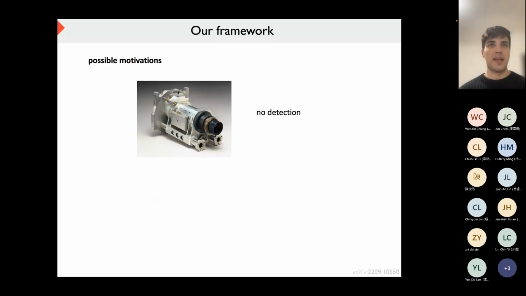For example, assume that you have some particle detector, and this particle detector is supposed to distinguish between the state rho and state sigma. So it's supposed to tell you if it's rho or sigma. But now imagine that you send some particle through this detector, and it doesn't detect anything. So what do you do?